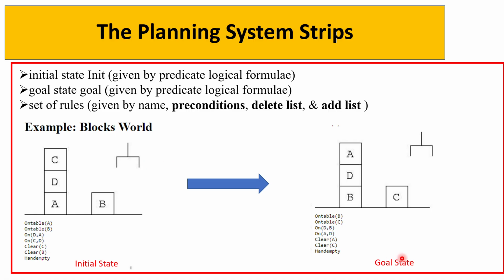What about the goal state? What do you want to reach? Here on table B, on top of the table we have B and C, and D comma B, in the sense D is placed on top of B, and A is placed on top of D. Hand is empty. So how do you reach from this initial state to that goal state?